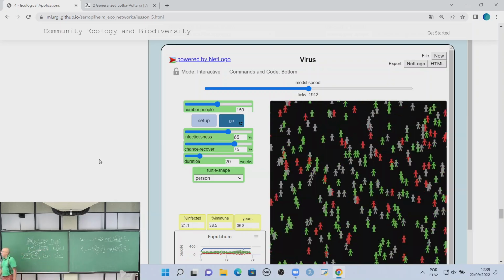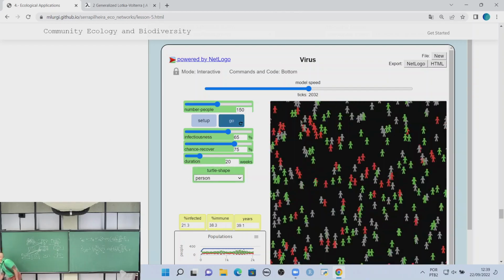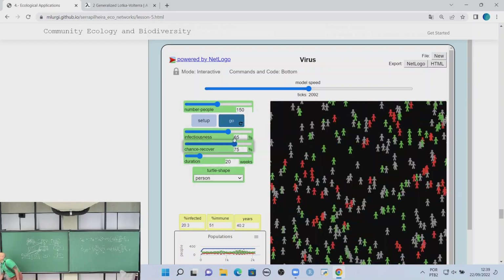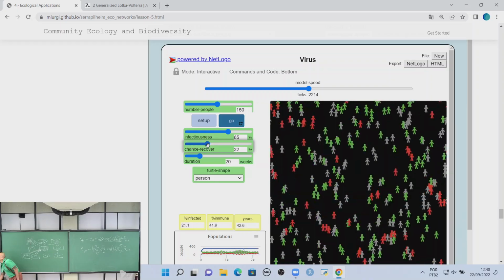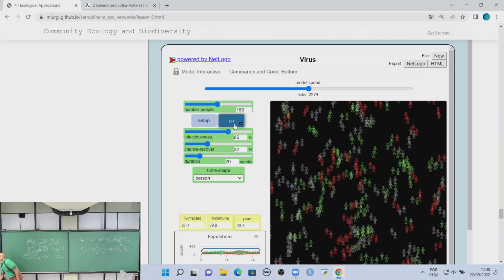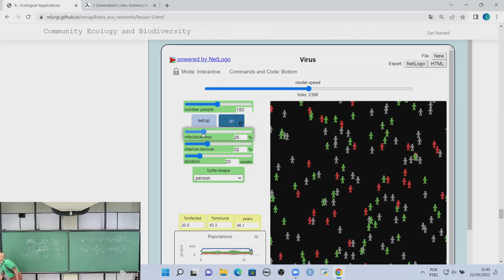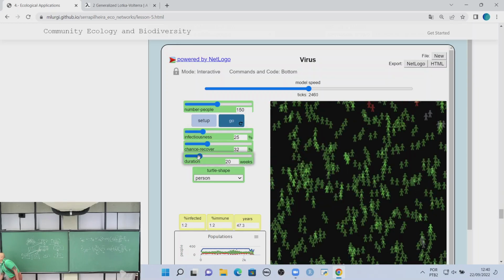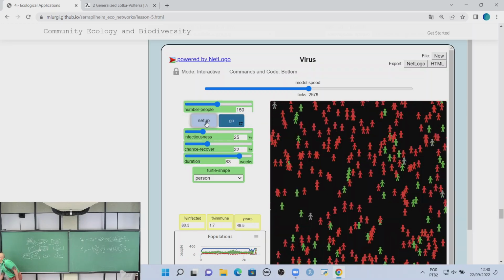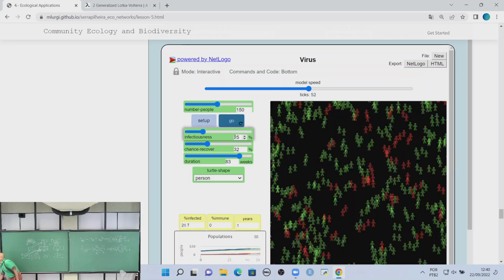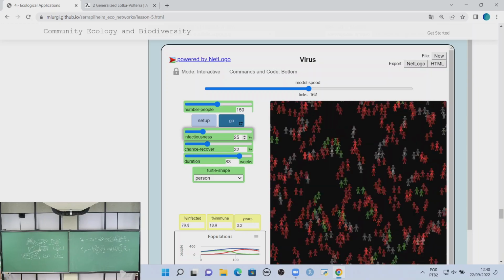As I said, if you are interested, you can change parameter values here. For example, you can change the infection rate, and you can change this as well. And then maybe you can say that they stay sick for longer. And then you see how these lines here are very different from before.